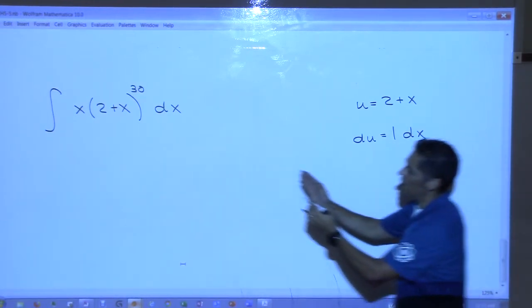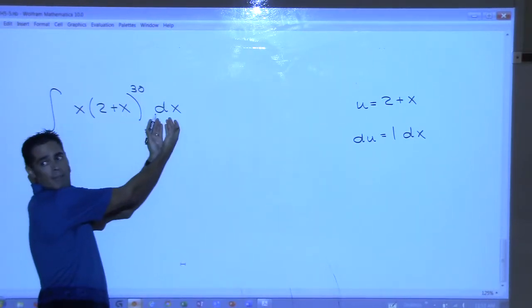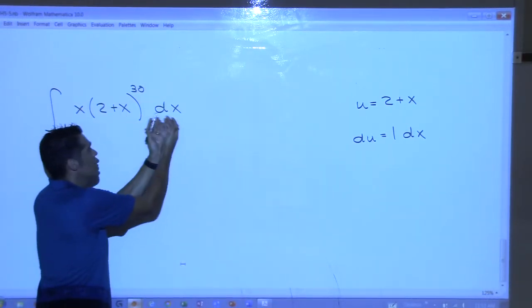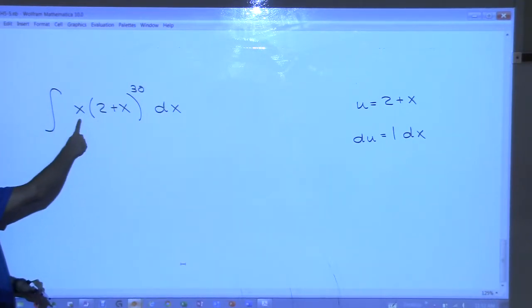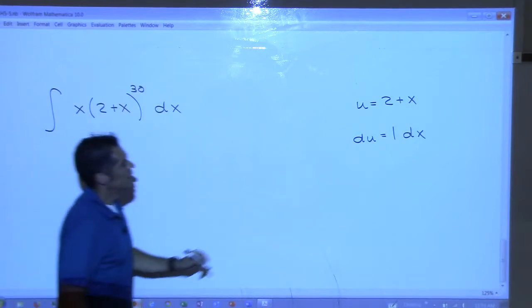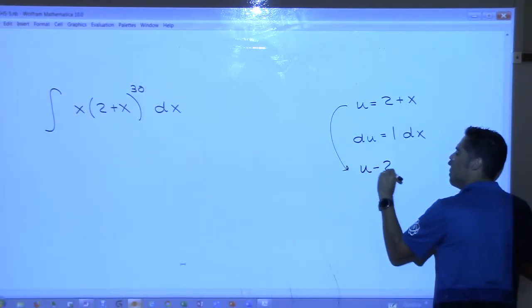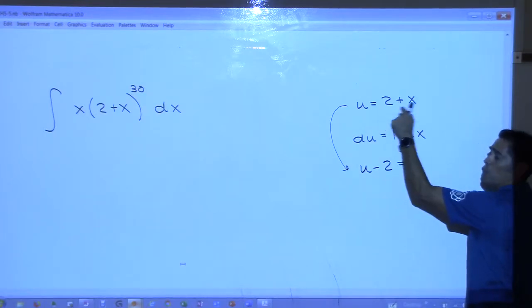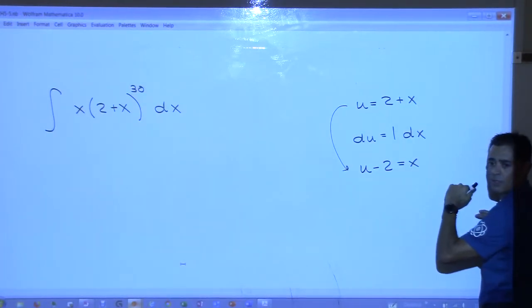So maybe there's something we can do here. This is going to become something with the u in it. This is going to become just du. And our goal is to get everything to have u. So can you tell me what x would be in terms of u? Look at what you wrote down over there. U minus 2. Yeah, solve that for x. If u is 2 plus x, then what's x? It's u minus 2. Just subtract 2 from both sides.